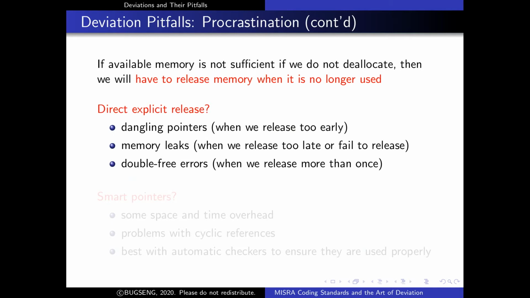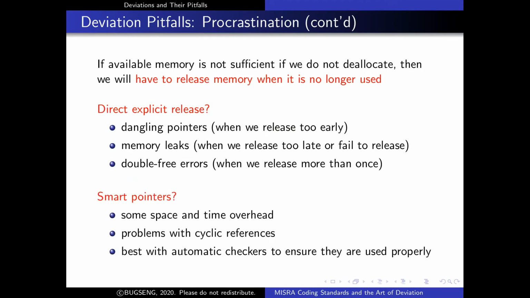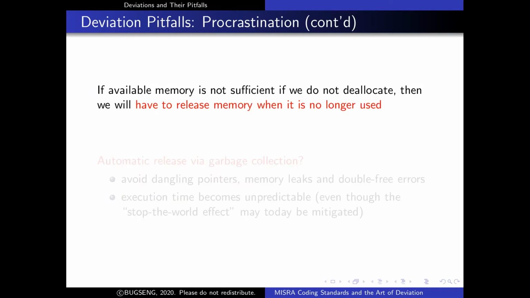Maybe you can use smart pointers. This is another possibility, but there is some space and time overhead that should be accounted for. There are problems with cyclic references, and it is best if you have automatic checkers to ensure that you use smart pointers consistently in your project. So these are all things to be addressed in the deviation record.